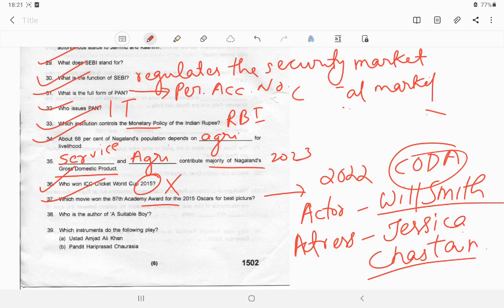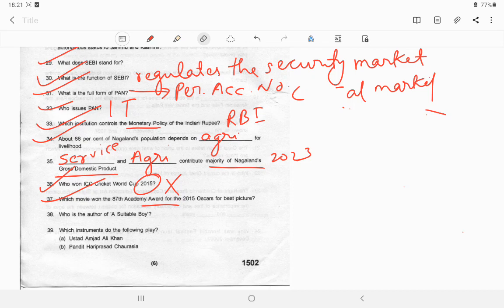So remember this. So the answer is Koda for 2022. Next. Who is the author of A Suitable Boy? It is Vikram Seth.